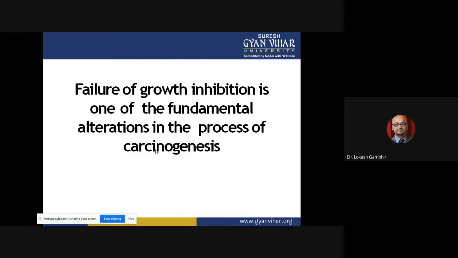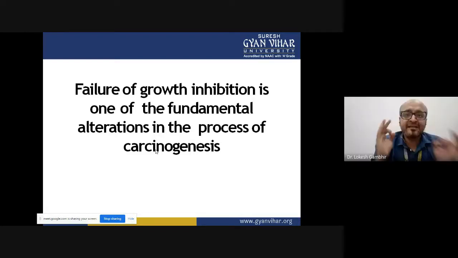It's very simple, right? What will happen? There is no checkpoint. Whatever the damage is there in the DNA, nobody is there to check it. Let's go ahead and perform the cell cycle. Let's form a cell which gets mutated, which has no control over its growth, and then that particular cell will give rise to multiple copies of that cell, and that's how the tumor is getting developed. So the basic mechanism is just the failure of growth inhibition.